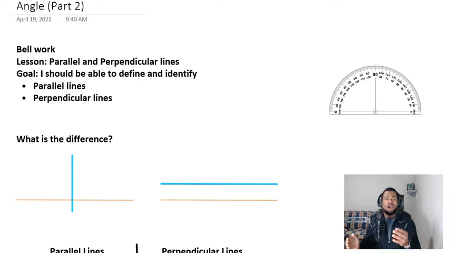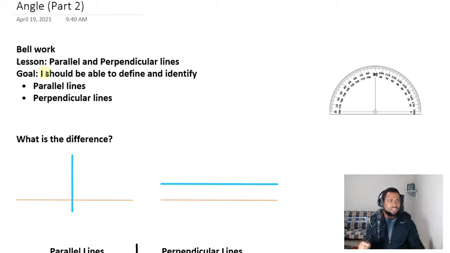We're going to look at how to check when two lines meet or when two lines don't meet. And this is where we first need to look at the lesson, and the lesson for today is to look at parallel lines versus perpendicular lines. And our goal, take note, is to show that we do know how to define and identify parallel lines and perpendicular lines.